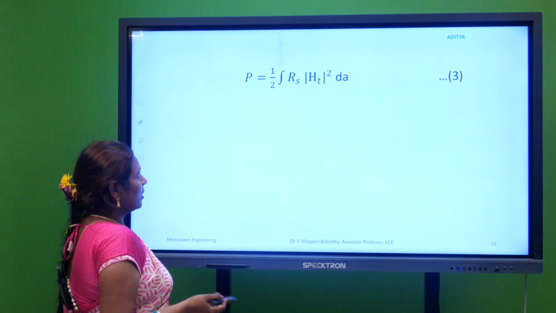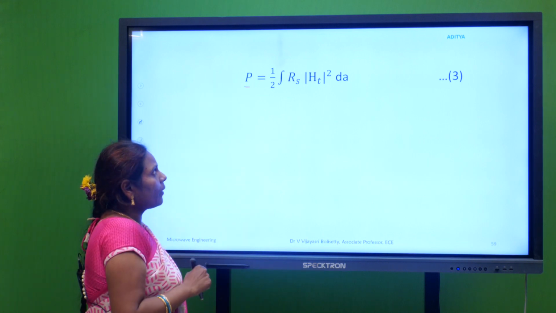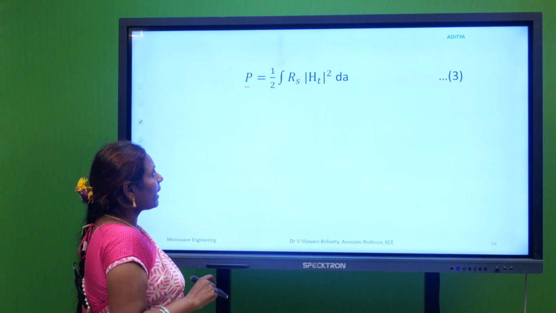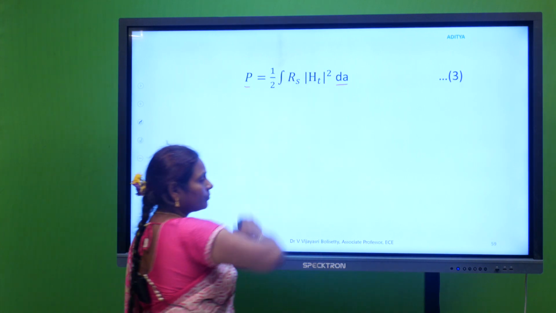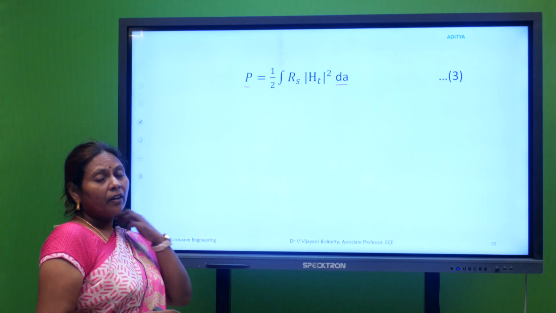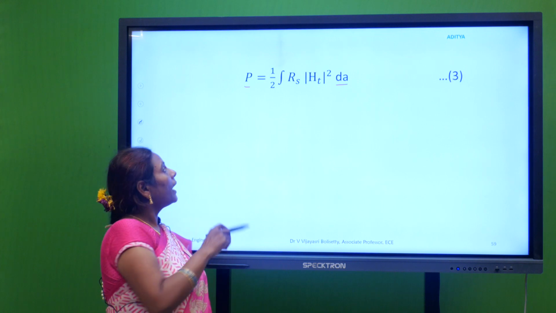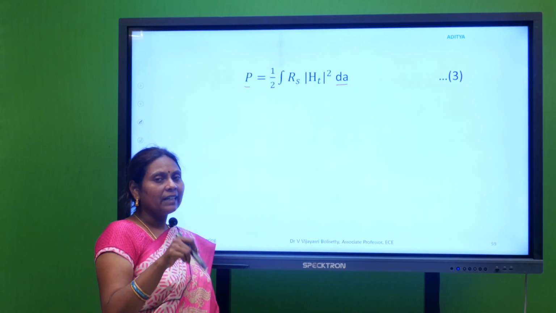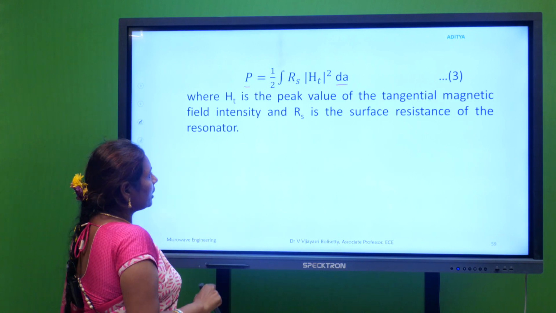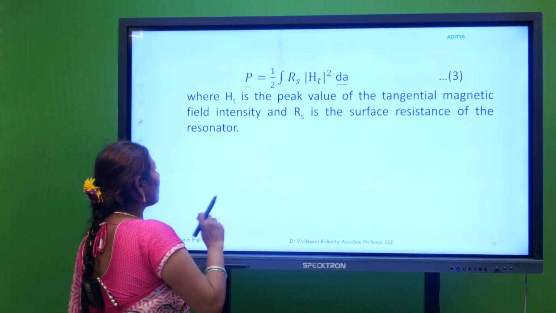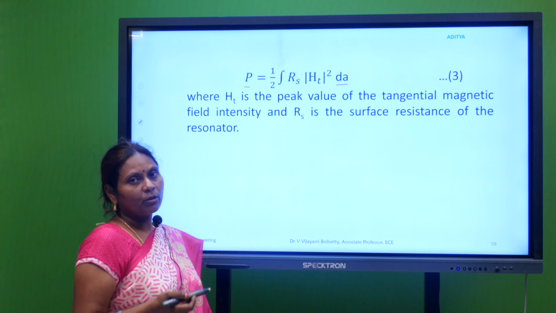The power loss is generally represented as P. P is equal to 1 by 2 integral Rs magnitude of Ht square over the surface area, whereas energy stored is obtained as the integration over the volume, and the power loss is obtained as the integration over the surface area. Here Ht is the peak value of the tangential magnetic field intensity, and Rs is the surface resistance of the cavity resonator.